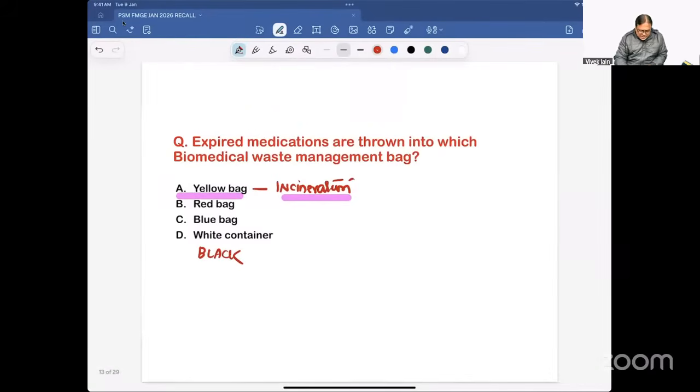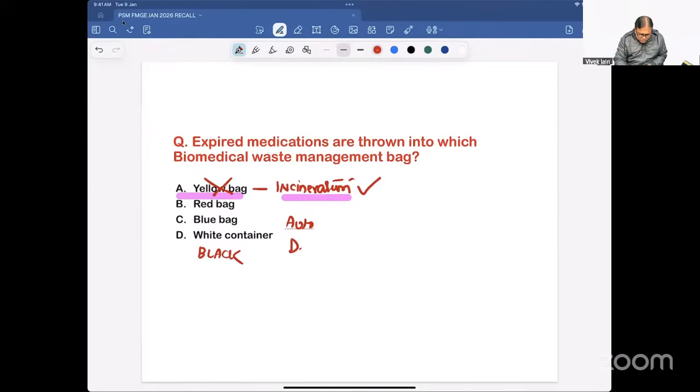Expired medication treatment is not through autoclave. Autoclave was in one of the choices. Okay. So yellow, incineration, you just have to confirm. Was the bag asked or the process or both were asked? Bag, process, both. Bag was not asked. Okay, good. So it is incineration. Yellow bag, expired, discarded medicines, incineration should be done.